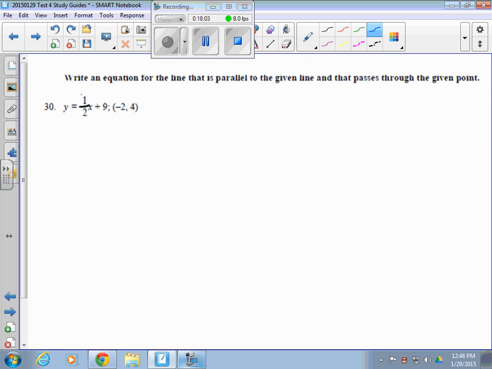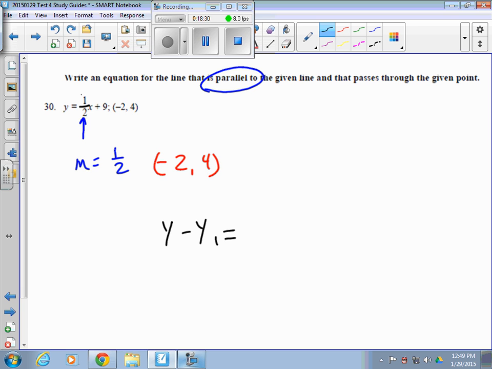Number 30, write an equation parallel to the given line passing through the given point. You're given a slope from that line. Its m value is 1/2. It says it is parallel. Remember, that means it's the same slope. And it passes through this point, -2, 4. So we have a point and a slope. We're going to write it in point slope form.